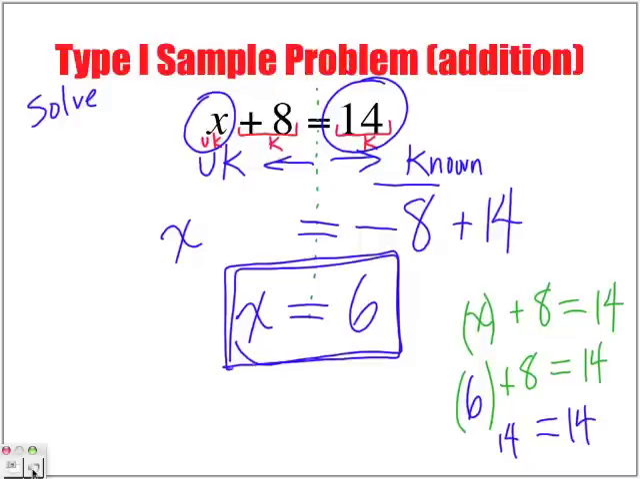And simple, these type 1 equations only deal with one step. Look, we only had one step, and that was to move this +8 over to the other side to become -8. And that's what we did.